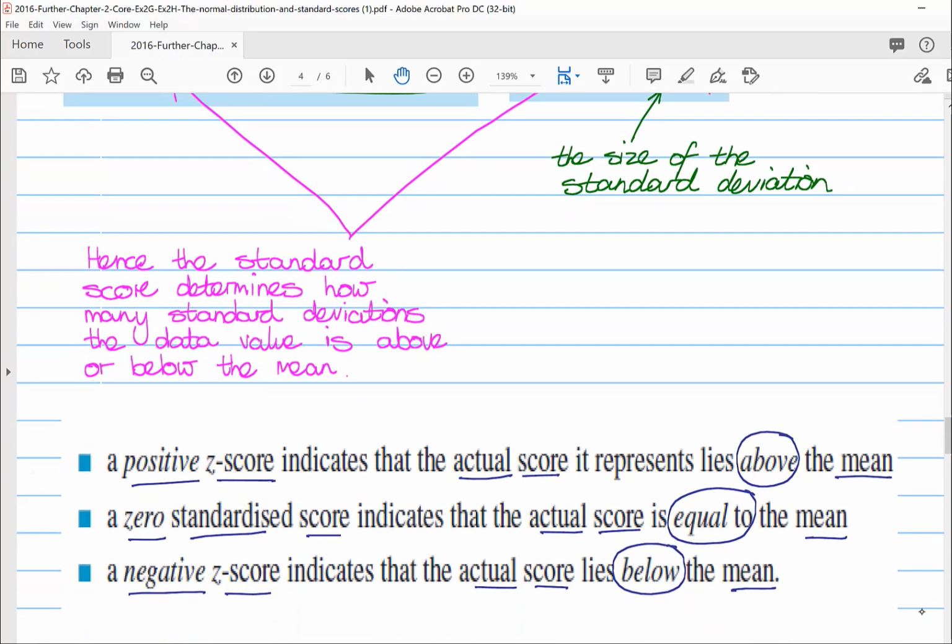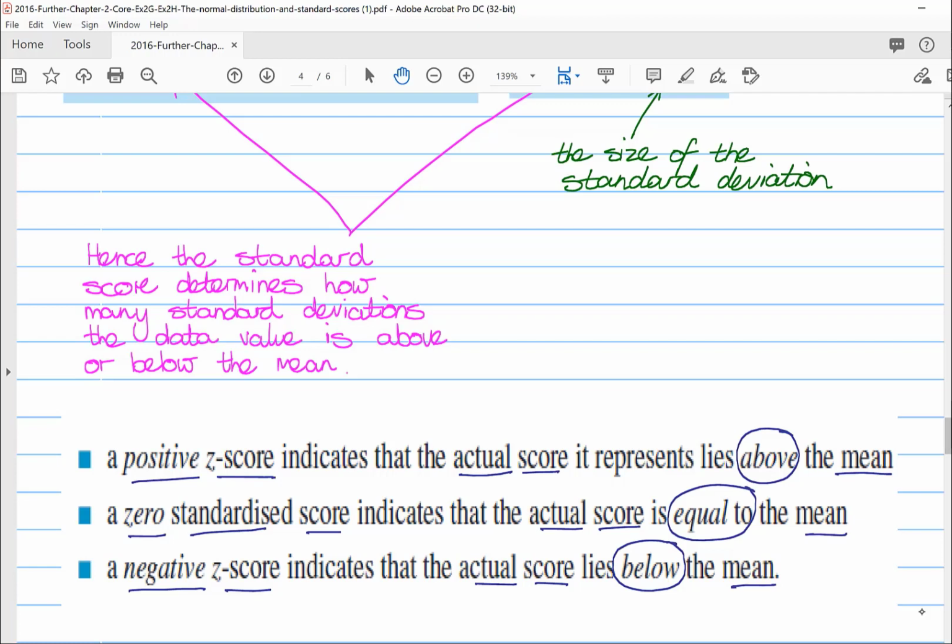But what does it mean? A positive Z score indicates the actual score it represents lies above the average. If it's a 0, it is equal to the mean, it is on the average. And if it's a negative score, it indicates that the actual score lies below the average, below the mean. So that's what it is. And now let's take a look at some examples.